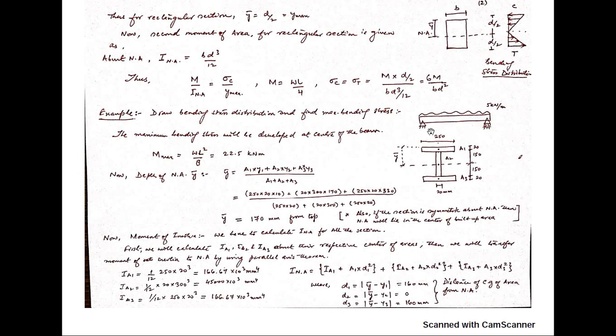So let's take one example. I've taken this example from the book, and this is a simply supported beam that is being subjected to a UDL of 5 kN per meter. Okay, so just what you have to calculate.